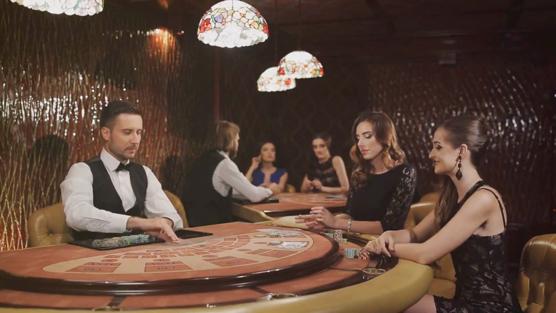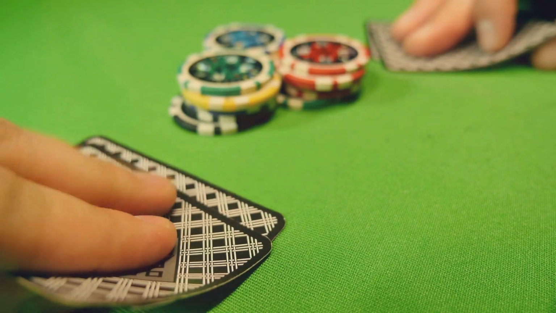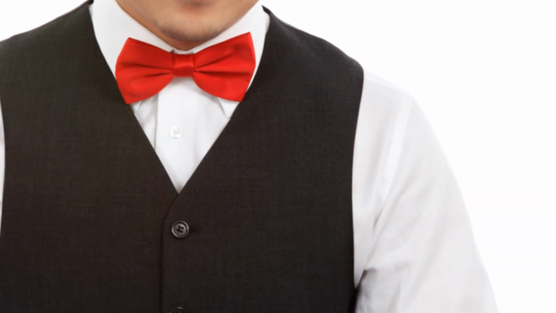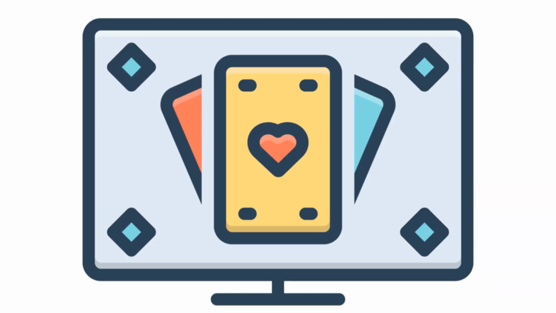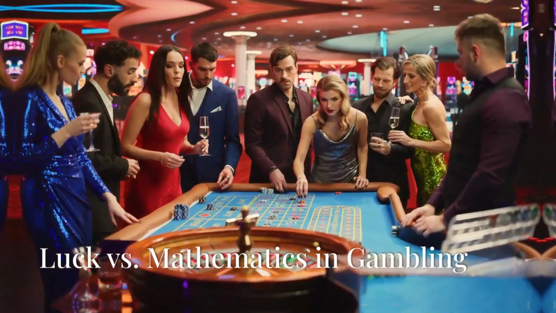Game theory also applies to casino games. For example, in blackjack, players can use game theory to develop optimal betting and playing strategies. By understanding the dealer's strategy and the probabilities of different outcomes, players can make decisions that minimize the house edge.